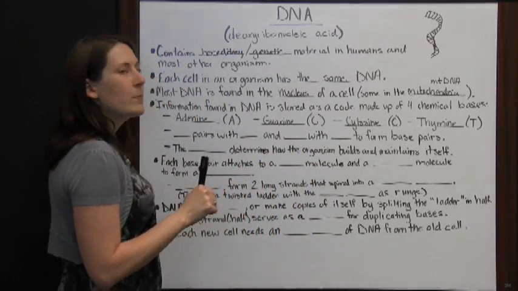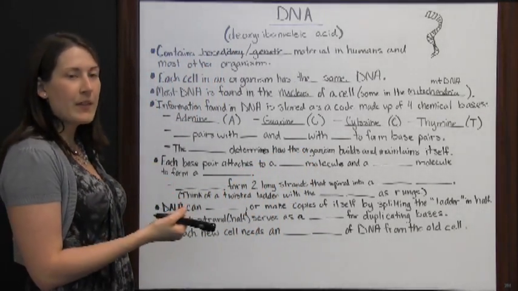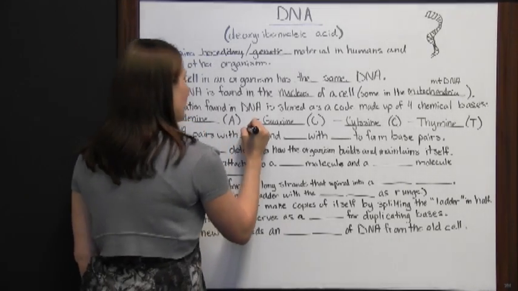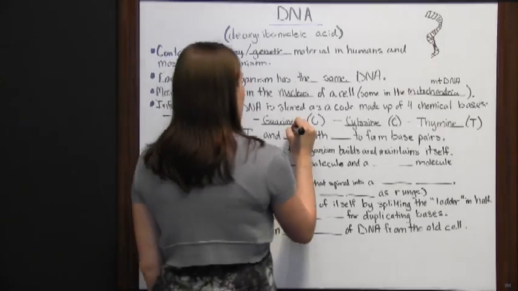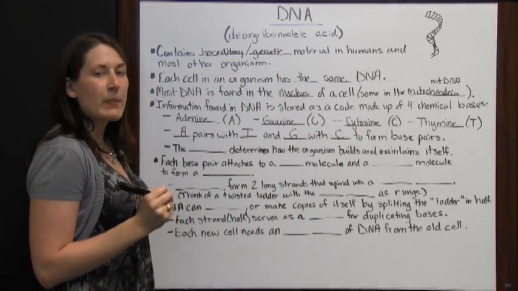And each one of those bases is only going to pair with one other base. They can't all pair up with any of the other three. So adenine pairs with thymine, and guanine pairs with cytosine to form base pairs.